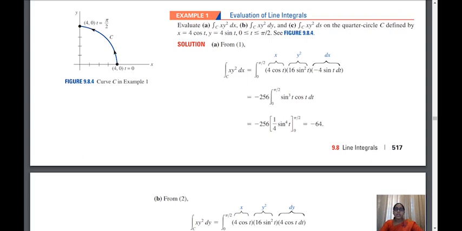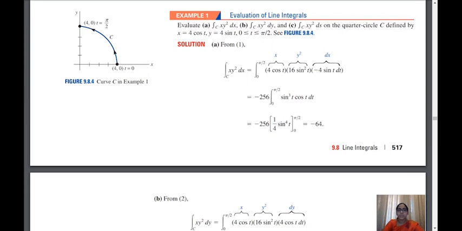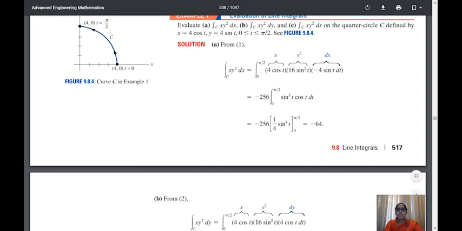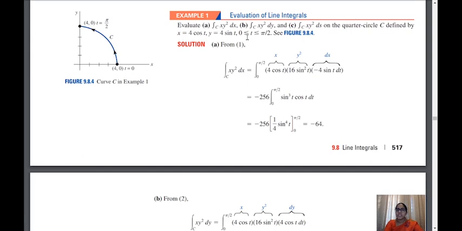Here is example 1, that is, we have to find integral over c xy square dx, integral over c xy square dy, and integral over c xy square ds on the quarter circle. That is, we are just taking 1/4 of a circle. You can see figure 9.8.4, where the curve c is defined by x is equal to 4 cos t, y is equal to 4 sin t, and the variation of t is given from 0 to pi by 2.